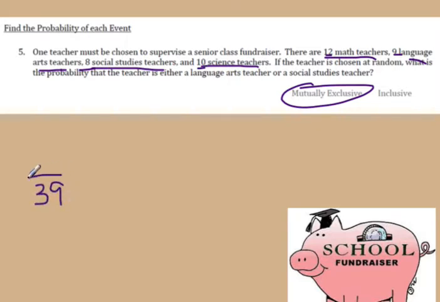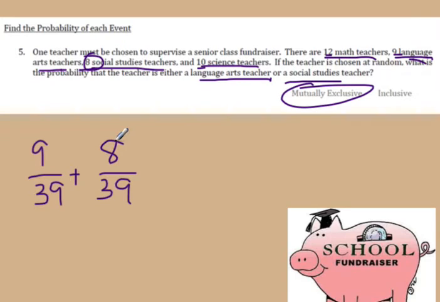So now I need to see how many of those are going to be a language arts teacher. Well, I see that I have 9 language arts teachers. So there's 9 out of the 39. Then taking a look at the next one, I still have 39 teachers and I want to figure out how many of them are social studies teachers. Well, there's 8 social studies teachers.